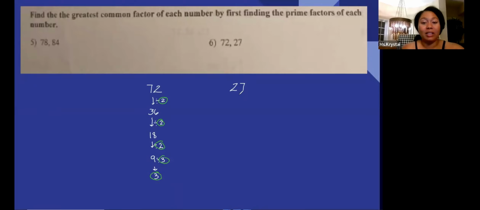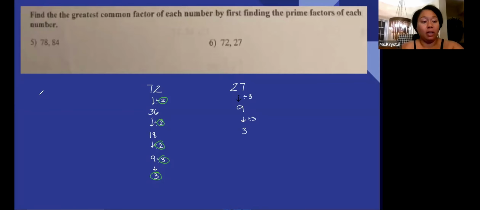Okay, let's do this next one, 27. Oops, why am I writing in black? Okay, so 27 is definitely divisible by 3. If I say 3 times what gives me 27, it's 9. So if I divide it by 3, I'm going to get 9. And 9 is divisible by 3, because we just did that one. So I divide by 3 and then I'm going to get 3. Wow, that one was a lot better.